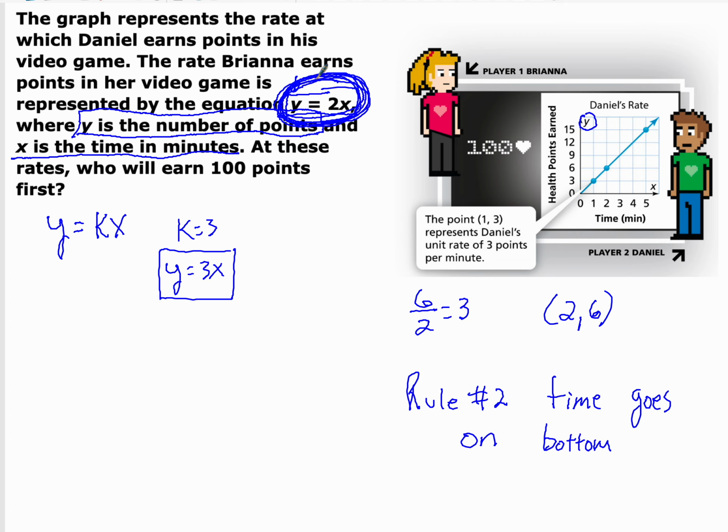Which one of those? There's three things there. There's a y, a 2, and an x. Which one is the k? The y is the y, x is the x. Which one is the k? It's the 2. k is 2.